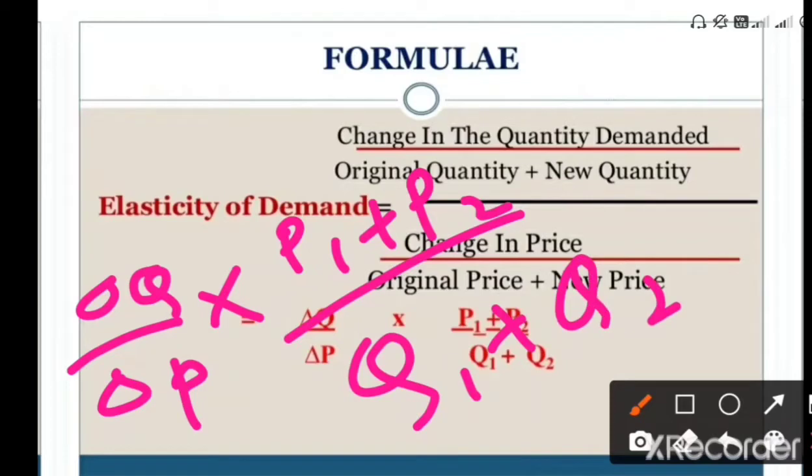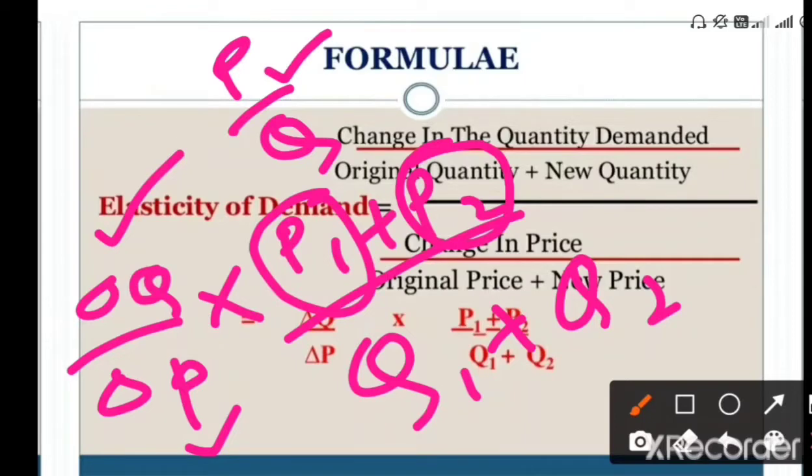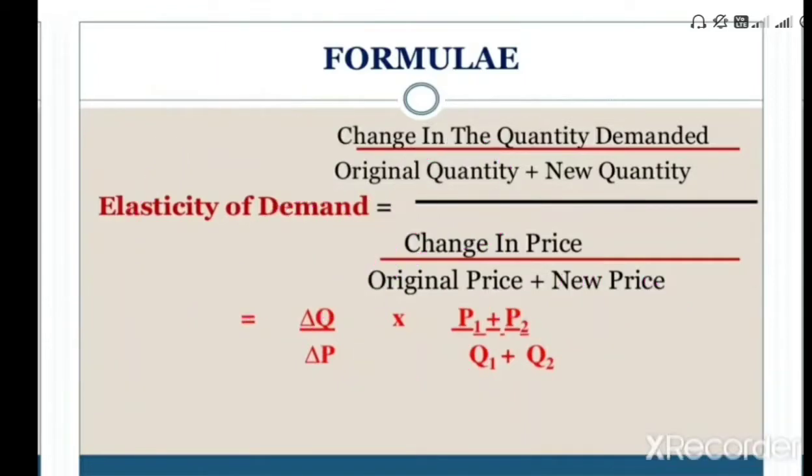In the first method, that is the percentage method, what we have studied is delta Q by delta P into P divided by Q. So here what is the difference? Here it is P1 plus P2 divided by Q1 plus Q2. We have to take both the prices, that is the initial price and the final price. But there we have just taken the initial price. So that is the main difference. If they ask you about the arc method, you have to just write this formula and you can make this formula into a definition also.